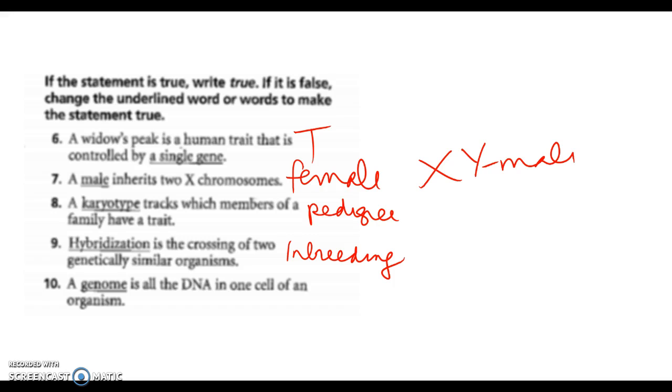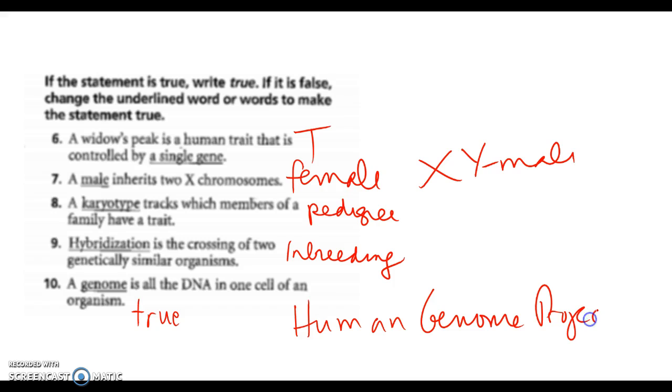A genome is all of the DNA in one cell of an organism. That is true. And don't forget, we saw that video on the Human Genome Project where scientists were trying to map every single base in the DNA, that was 3 billion bases, wasn't it? Moving on.